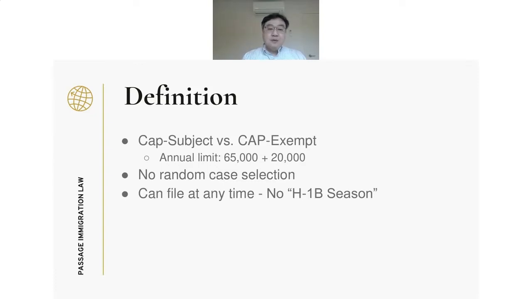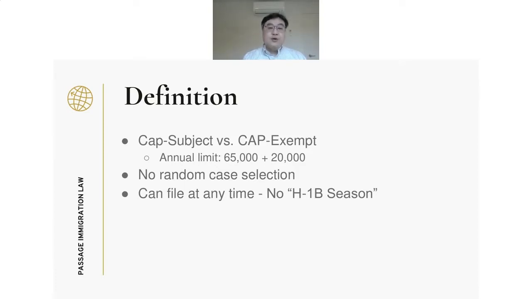Cap-subject cases, which is most of the cases, belong to this category. For these cases, there is an annual limit of H1B that can be granted, which is 85,000 cases per year. But of course, the applications are much more than that. So then we need the case selection process by lottery. So only 85,000 cases are selected from the lottery for cap-subject. Cap-exempt, there's no lottery and there's no numeric limit on this type of cases.